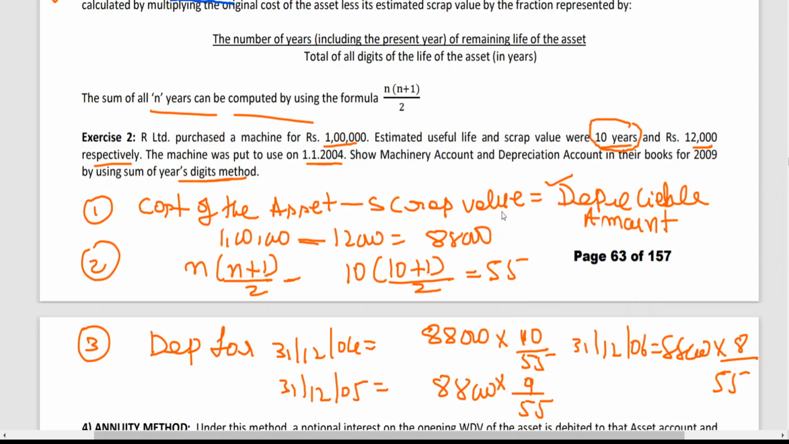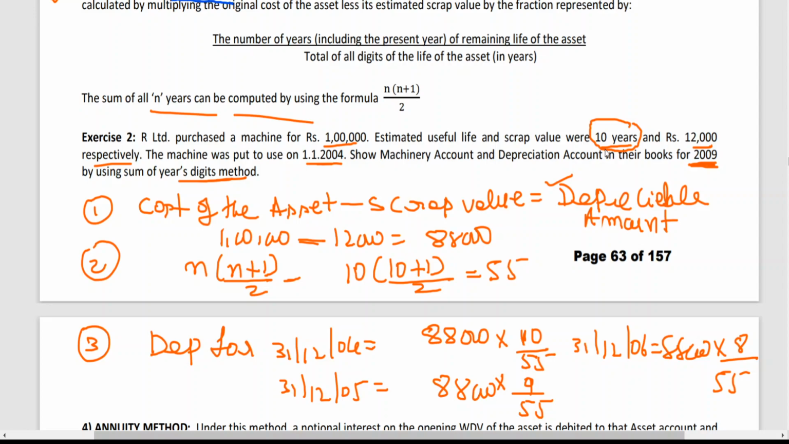And now the entries will be the same as I've told you. I've given you the entries when provision for depreciation account is not maintained and when it is maintained, in the last class. The same entries will continue, but only the calculation of depreciation keeps on changing. Now they are asking for the machinery account in the books for 2009. 2009 means you have to calculate depreciation from 2004 to 2009.